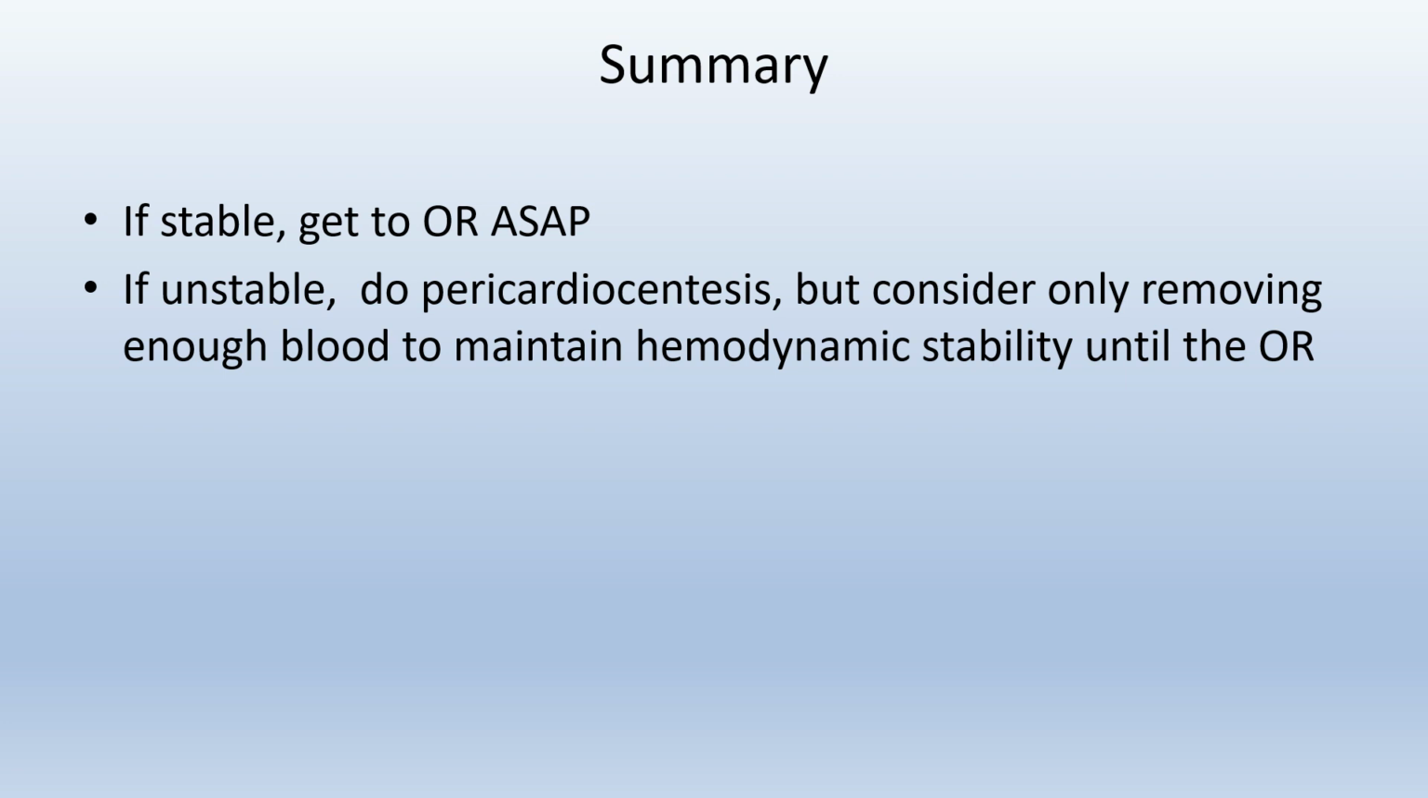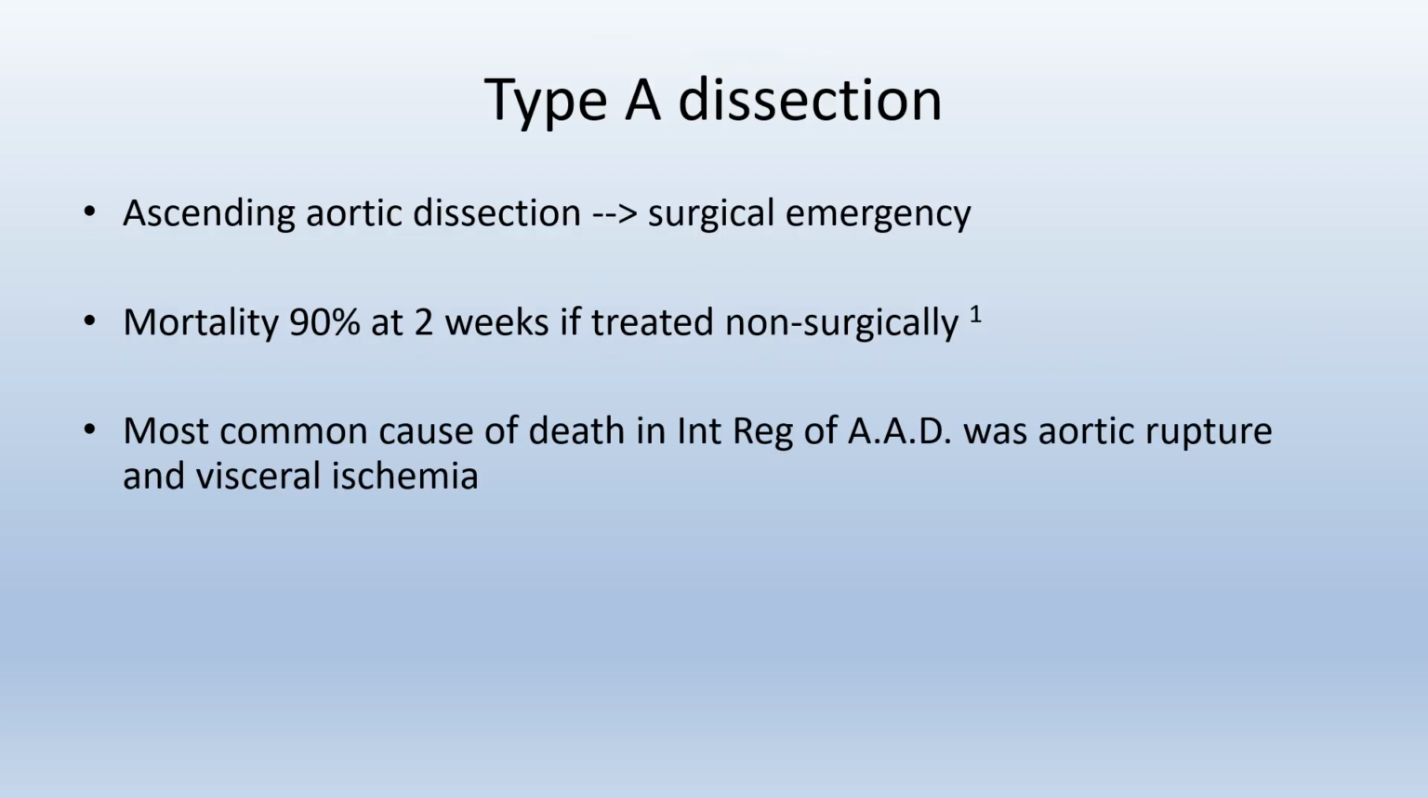If stable, go to the OR as soon as possible. If unstable, there is an option of pericardiocentesis, but people still recommend taking the patient to theater. So ascending aortic dissection is a surgical emergency. Mortality is 90% at 2 weeks if untreated or non-surgically managed.